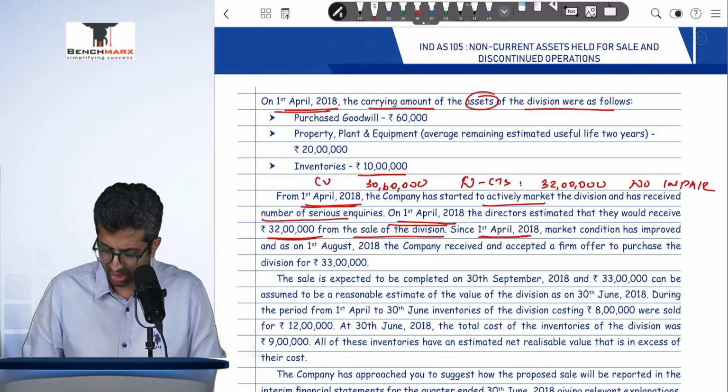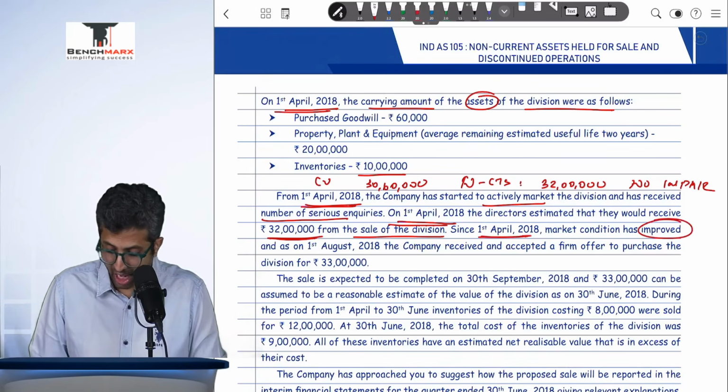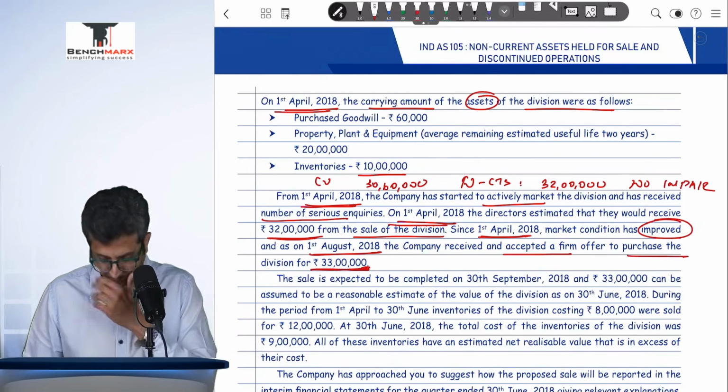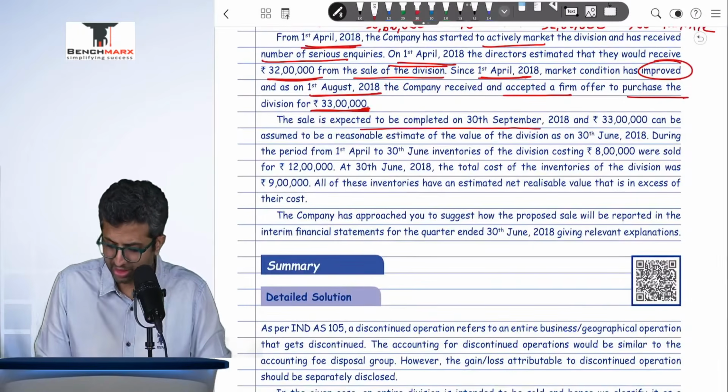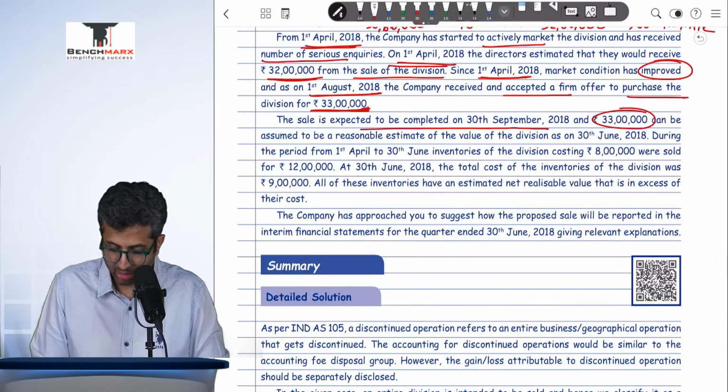Since 1st April 18, the market condition has only improved. And as on 1st August 18, the company received and accepted a firm offer to purchase the division for 33 lakhs. Okay, this is on 1st August. The sale is expected to be completed by 30th September and 33 lakhs can be assumed to be a reasonable estimate of the value of the division on 30th June.